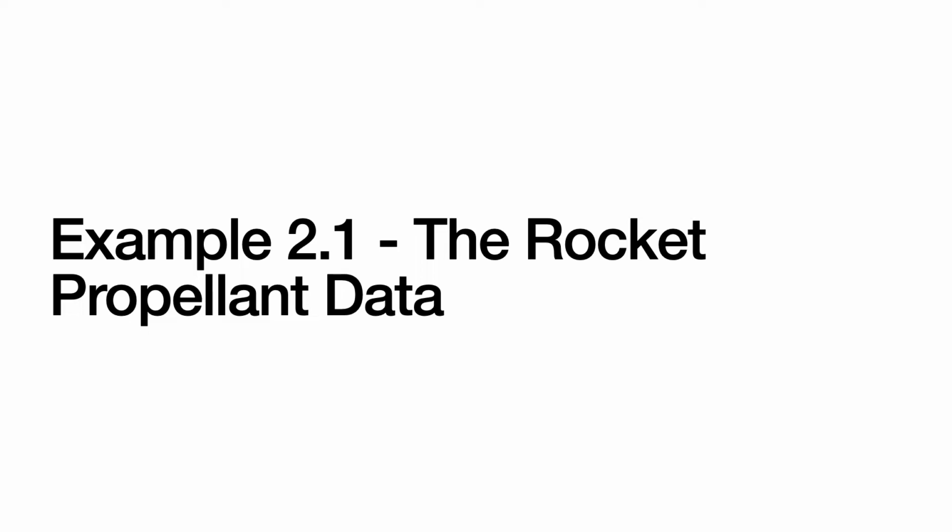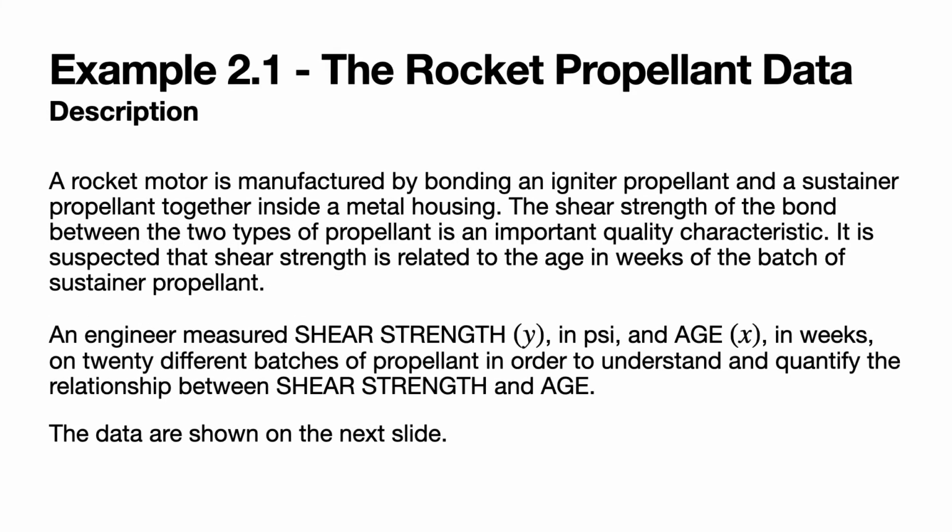So let's take another look at example 2.1, the rocket-propellant data. And so here's a description of the problem. A rocket motor is manufactured by bonding an igniter propellant and a sustainer propellant together inside of a metal housing. The shear strength of the bond between the two types of propellant is an important quality characteristic. It's suspected that shear strength is related to the age in weeks of the batch of sustainer propellant.